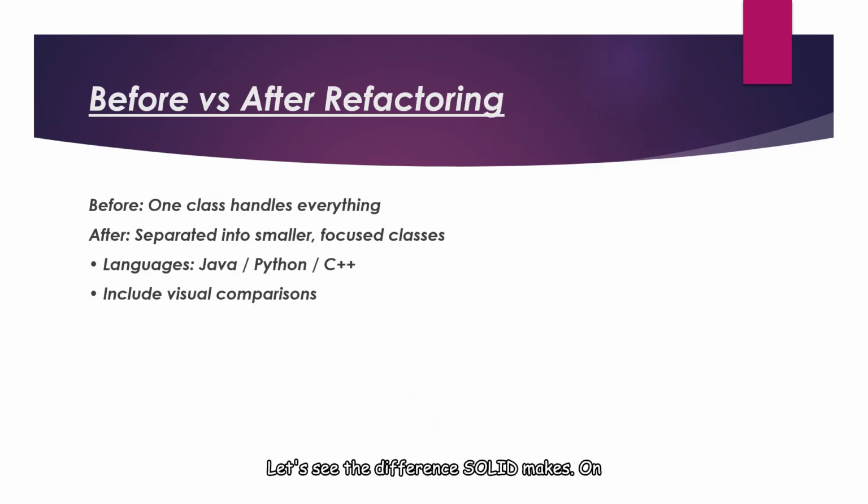Let's see the difference SOLID makes. On the left, we have a before scenario, a monolithic class doing everything from business logic to persistence to formatting. It's hard to test, hard to maintain, and prone to errors. On the right side, we see the same system refactored with SOLID principles. Responsibilities are clearly separated, classes are loosely coupled, and changes in one area don't ripple through the rest of the system. It's more scalable, readable, and elegant. This is what SOLID enables.